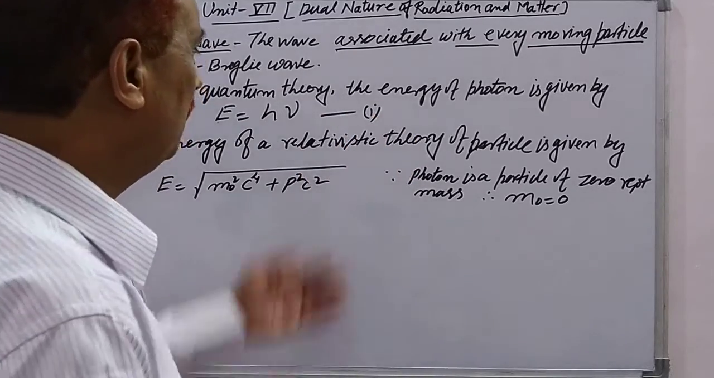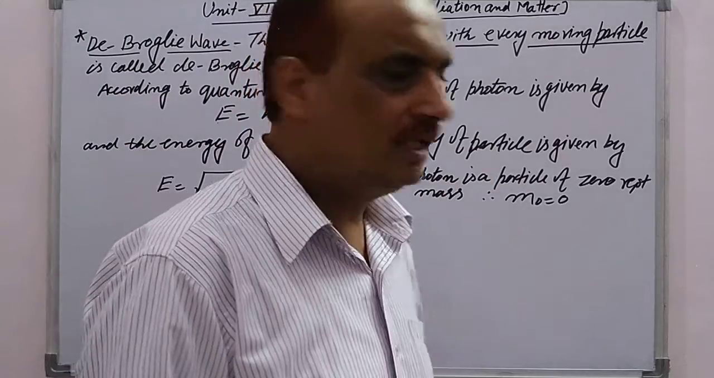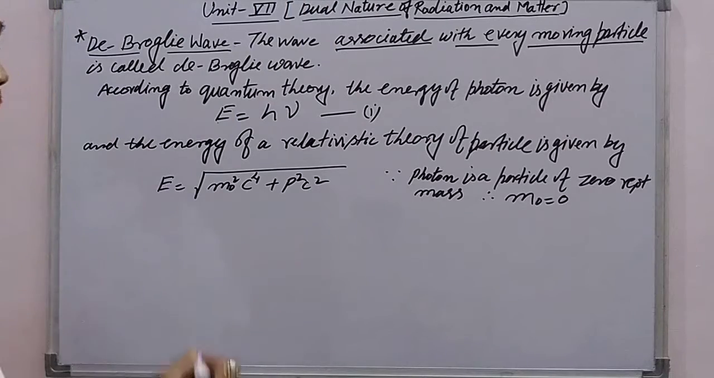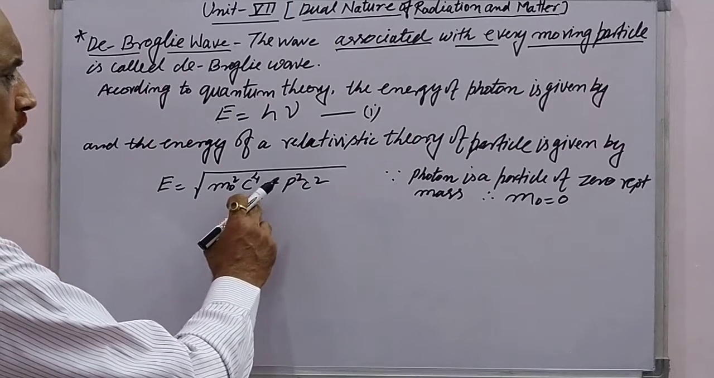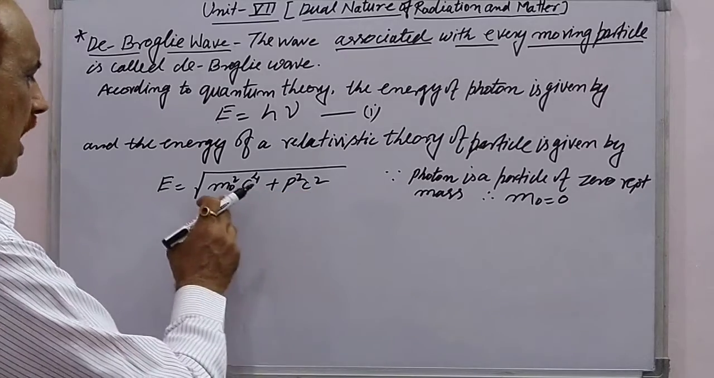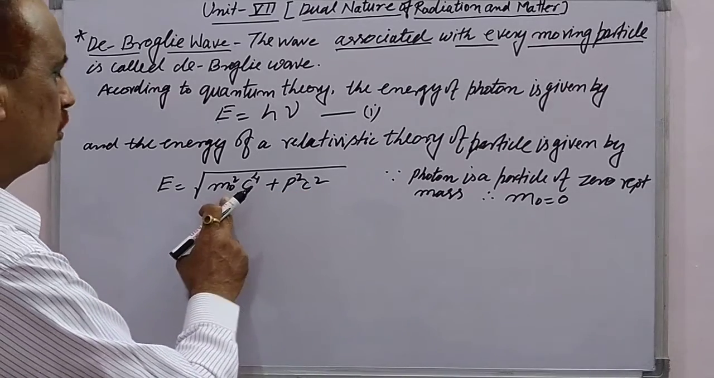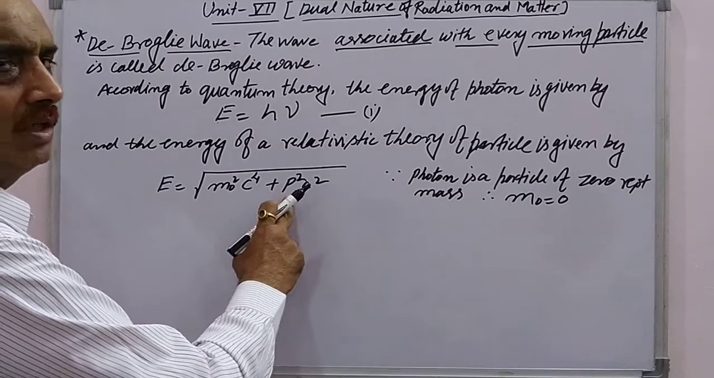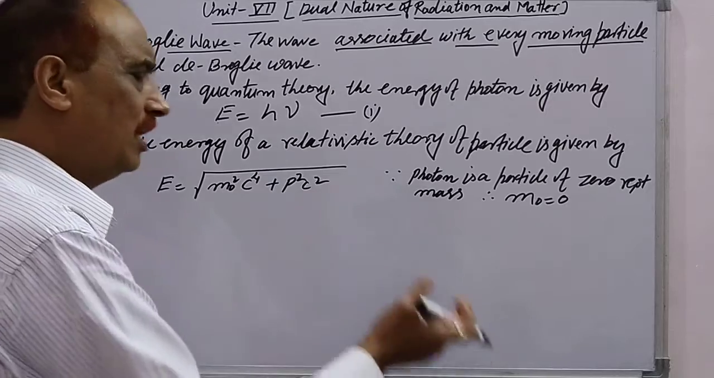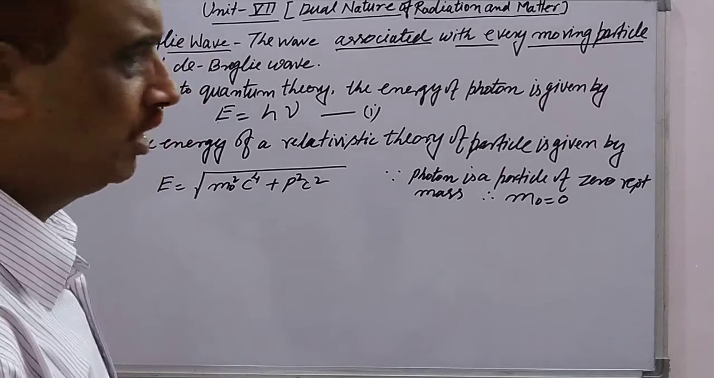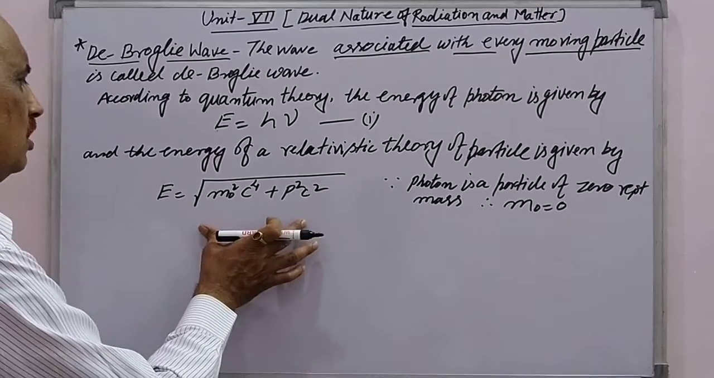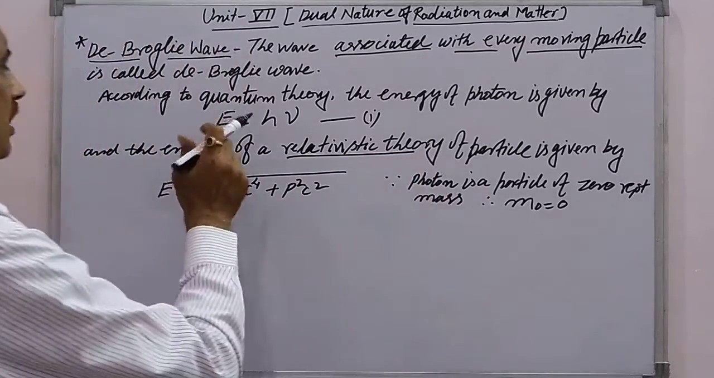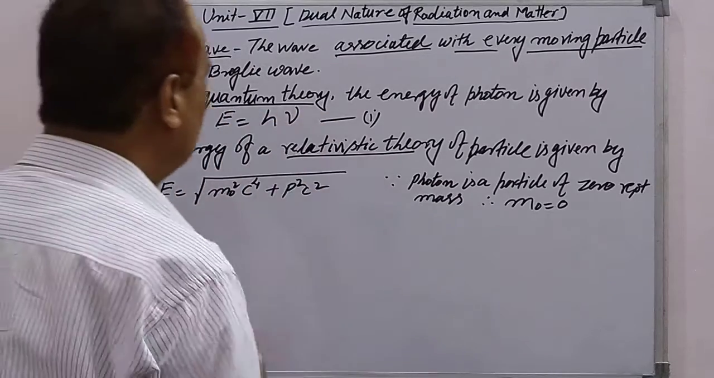And according to the relativistic theory of the particle, the energy of the particle is E equal to square root of m naught square c to the power 4 plus p square c square. m naught is the rest mass of the particle, c is the velocity of the radiation, p is the linear momentum of the particle. So this is the equation of the energy for the particle according to the relativistic theory, and energy is equal to h nu according to the quantum theory.